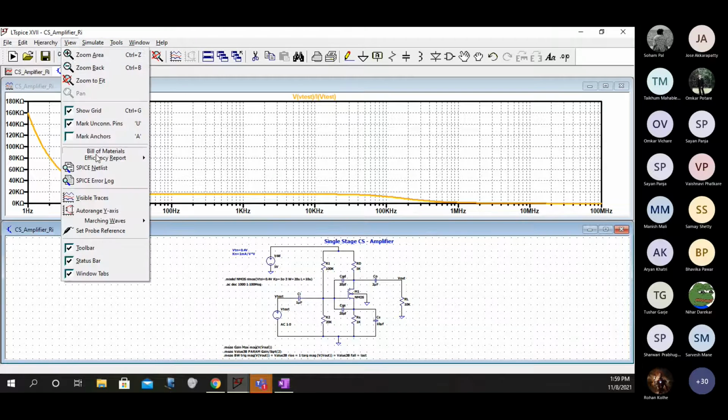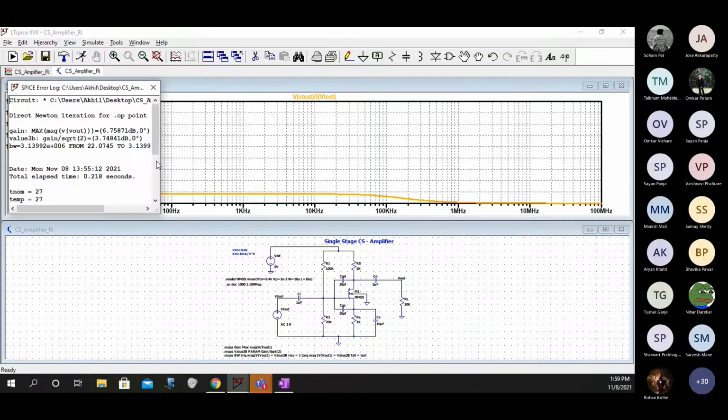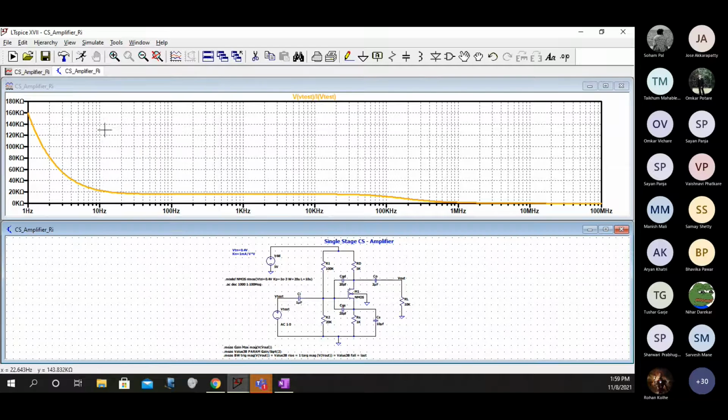Now we should also observe whether this SPICE error log is still running. Yes, see, our SPICE error log is still running. Why is it running now? Because instead of a .tran command, we have gone for a .AC command. Though it is plotting resistance for you, in the background it has got the values of V out and so on. It may not show you the graph, but it will definitely show you the value.